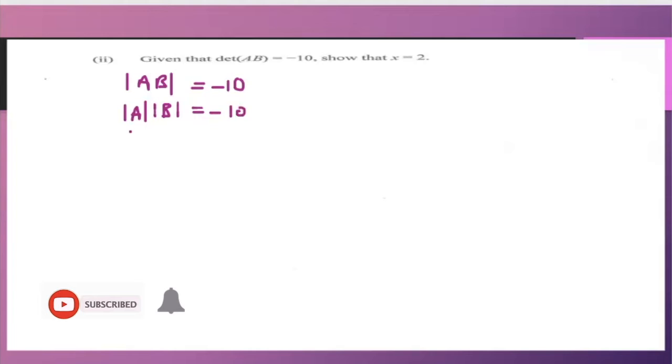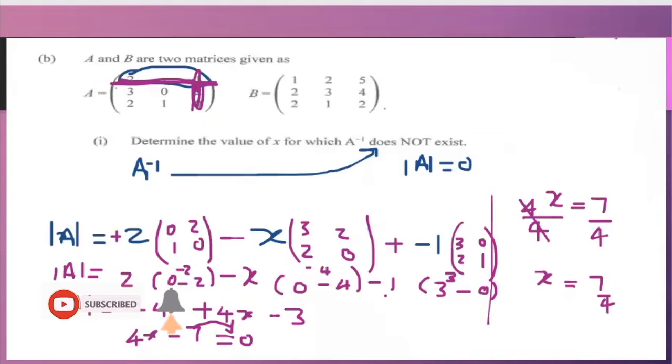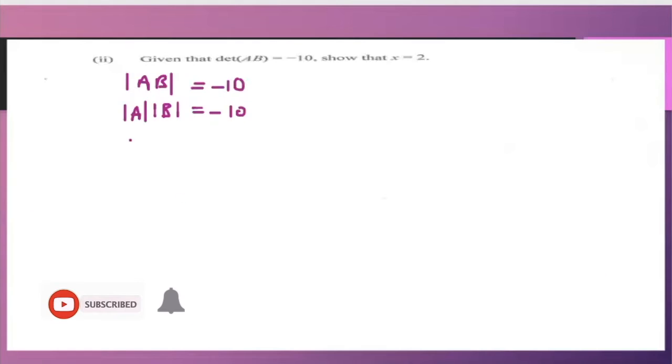Now, the determinant of A, forget about that it doesn't exist, this is a different question. The determinant of A, I had worked out to be 4x minus 7. This time it's not equal to 0. So it is 4x minus 7. Whatever x is will give us a value that we multiply by the determinant of B to get negative 10.